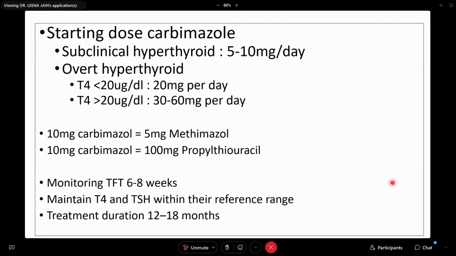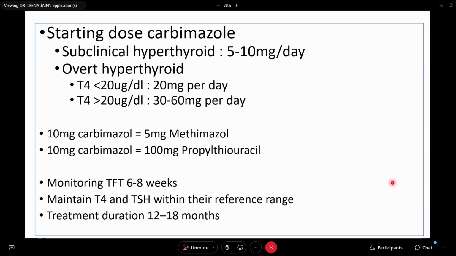So monitoring of TFT, I've already told, once you have started the treatment, then you should monitor the TFT at 6 to 8 weeks interval till you get your desired T4 level and TSH level within the reference range. Got it or not? You have to see the T4 level. T4 level has to be kept in the upper range, and TSH level has to be kept within the normal TSH range. Overt hypo and hyperthyroidism are at the level of 10 microgram.